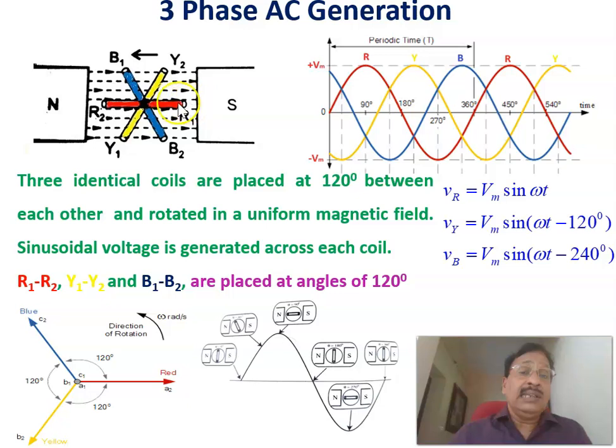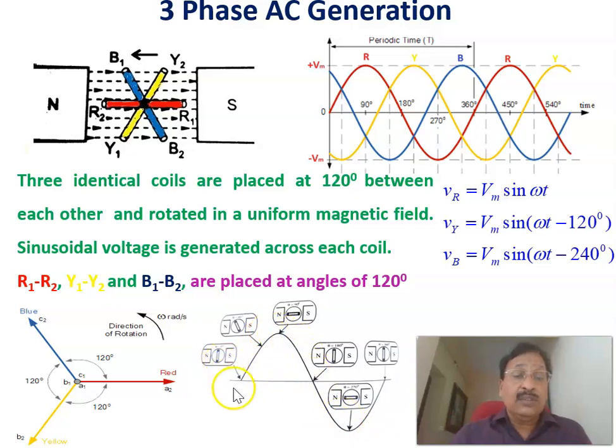And if the coil is parallel to the magnetic field, flux will be minimum, but the rate of change of flux will be maximum. Therefore, when the coil is vertical, the voltage induced will become 0, and when it is parallel, the voltage induced will become maximum. The same thing is explained in this diagram. You can see that.